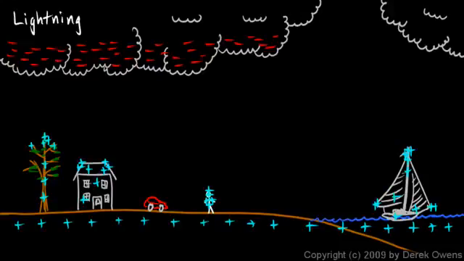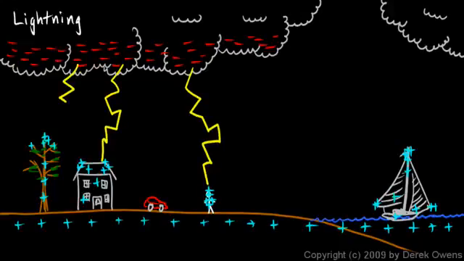Now, the electrons in the cloud are negative, and they're attracted to the positive objects on the ground. And if the force of attraction is strong enough, the electrons will jump across the gap, and that is a lightning bolt. So these electrons come flying down, and each of these is a lightning strike.